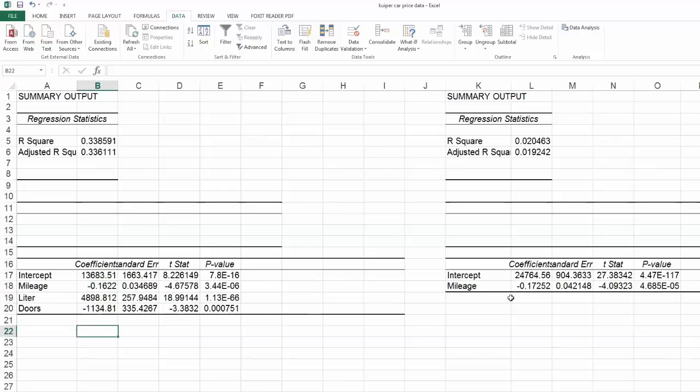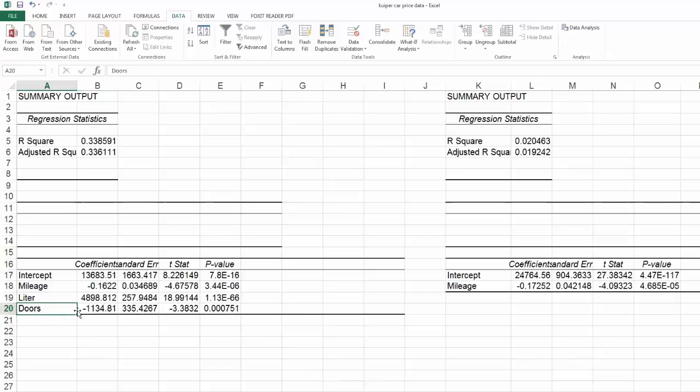And before, I said that I think that higher mileage should lower the price, so this is negative again, just like it was over here. We thought that the larger liter engine should push up the price, and the liter coefficient now is positive. That's good. And I wasn't quite sure about doors. I said maybe only a 2-door car would be preferred, because a 2-door car might have a higher price because of people liking the status of it. But then I said maybe people would like a 4-door car more because of the roominess.